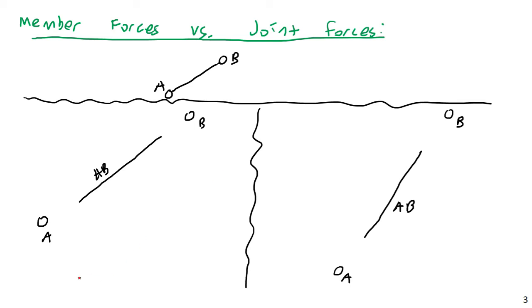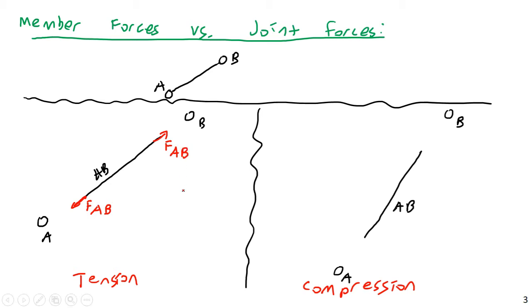So I'm going to label this side as tension and this side as compression. So we know logically, or not even logically, but intuitively, that if a member is in tension, it's going to have a pulling force applied to either side of it. So I would have FAB here, FAB and FAB. That's how I usually label my truss forces. I use just a force and then a subscript to indicate what joints are involved.